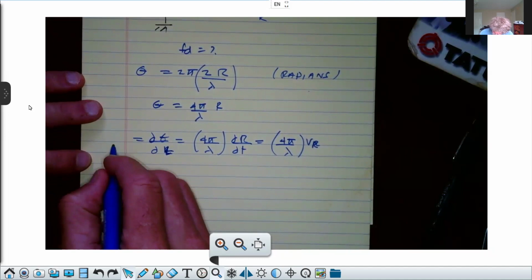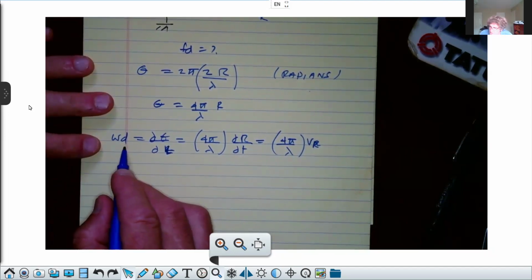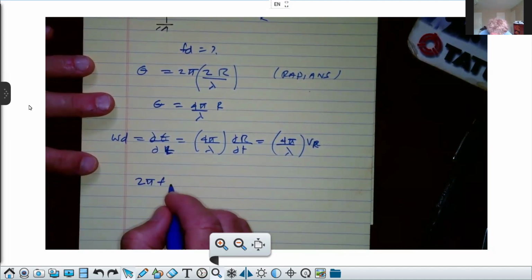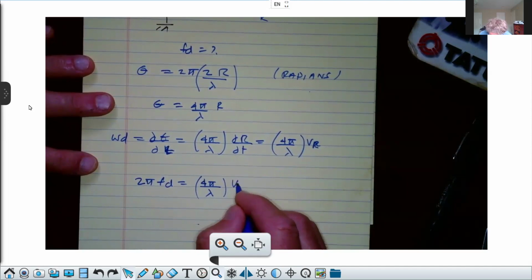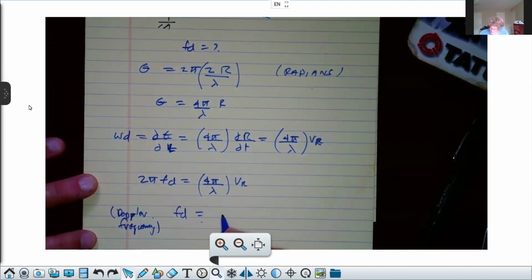Well, that is really omega Doppler. Omega is a radian frequency, it's really radians per second change. Omega is always related to the frequency itself by 2 pi f. So you can say that 2 pi f, and I might as well call this f Doppler at this point, is equal to 4 pi over lambda times v of r. And you can see that if I divide by 2 pi, I have f Doppler, and this is Doppler frequency, is equal to 2 over lambda, call it lambda naught, times VR, and that's as good as it gets.